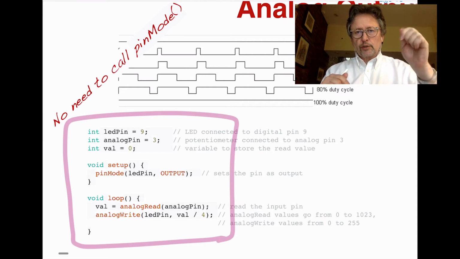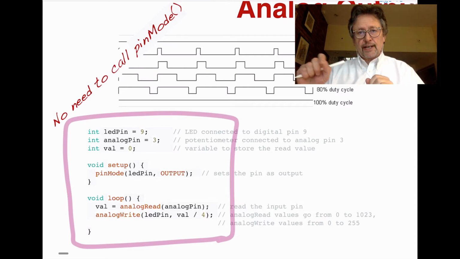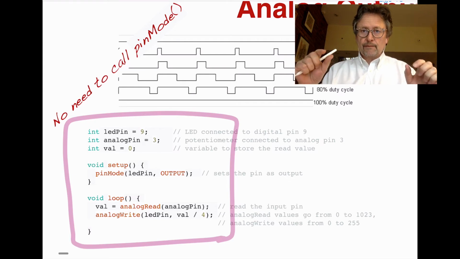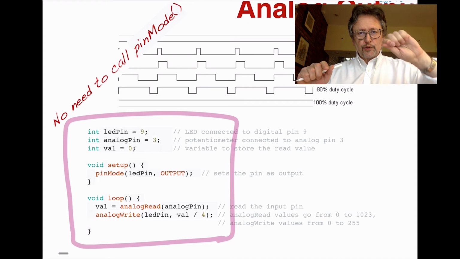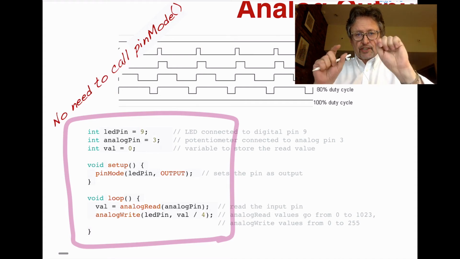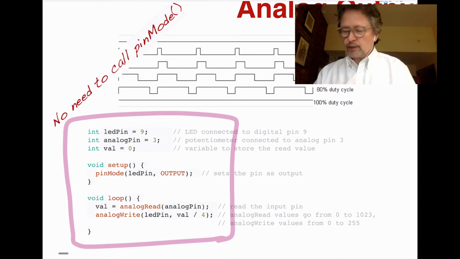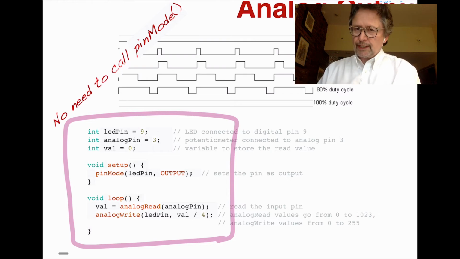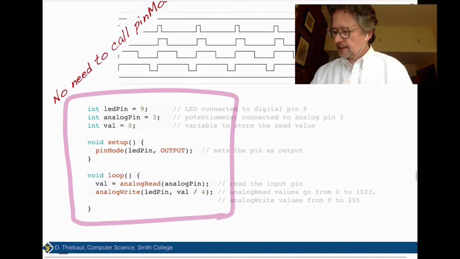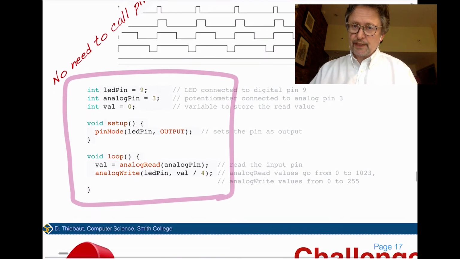Whatever the potentiometer is doing, I'm going to send that to an LED that is connected to a pulse width modulation pin. So I should be able to adjust the intensity of the LED this way. That's what that sketch does. Take a look at it, verify that it makes sense. And you'll have to do that in the lab.